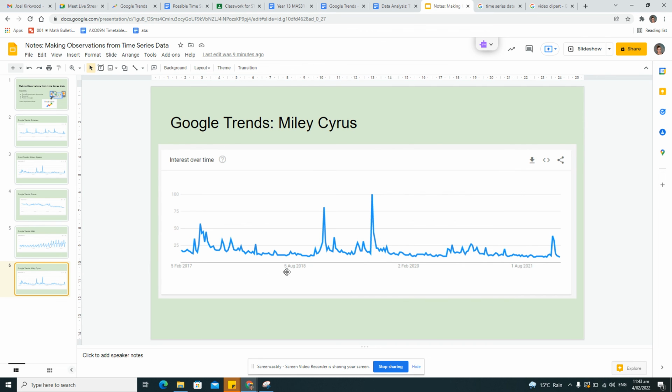And then finally here, I've got Miley Cyrus. So again, if we were to look at the overall pattern, you can see the subtle decrease over time. Again, no seasonality in this graph, but definitely some interesting peaks to talk about. And I will go through a worked example with this graph in your next task.